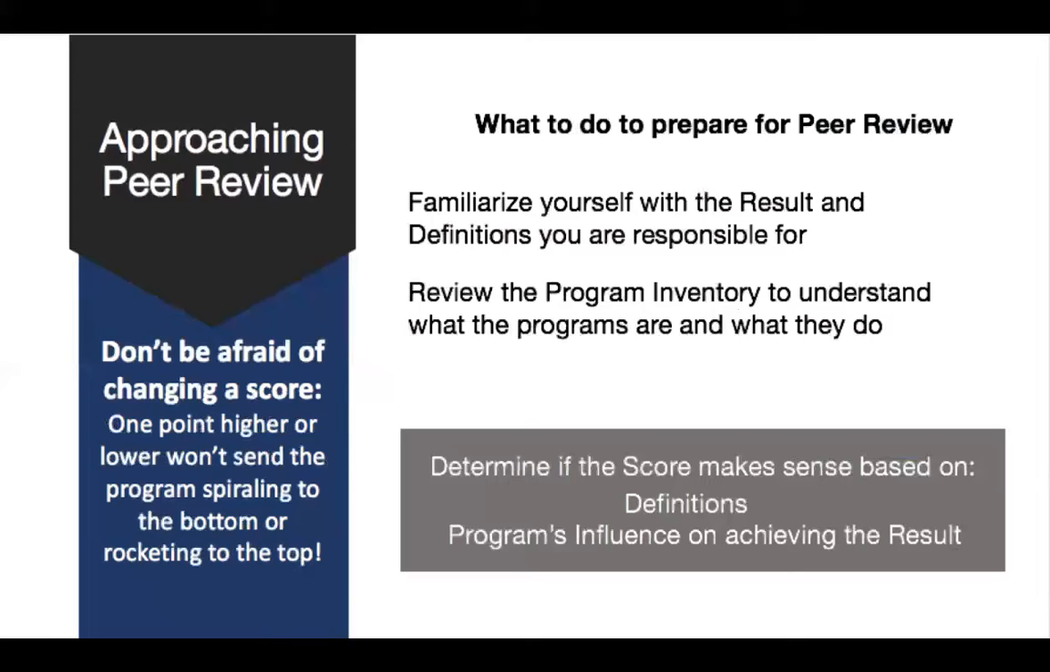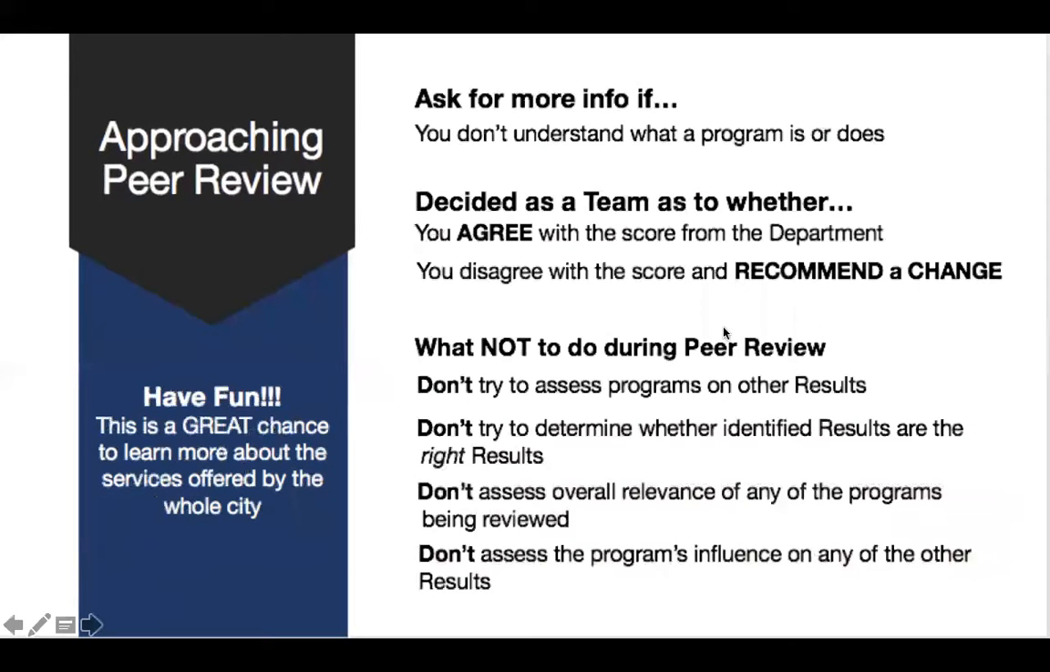And then what you're going to do once you have all this information in front of you is determine if the score that was assigned during department scoring makes sense. You're going to determine this based on the result and the definitions that support that result, and then determining whether or not the program's influence on achieving that result matches up with the score that has been assigned. We're going to go into some more tips for how to approach this in just a couple slides.